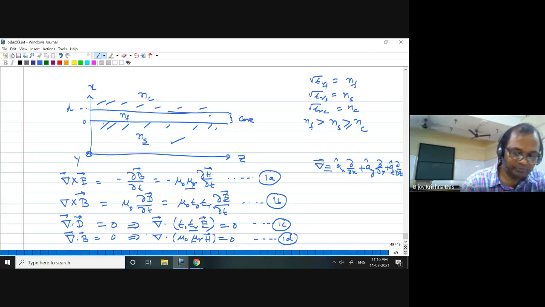But you cannot take it out if your core region has some kind of space-dependent refractive index change, some kind of gradation, some dopant, so that the refractive index is not really constant within the core, or even in the cladding. In that case, you cannot use epsilon r, mu r outside.